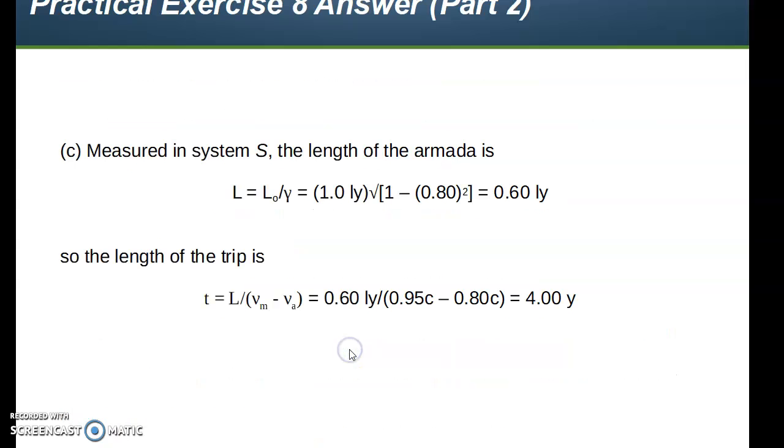And then finally, measuring in the ground system, the length of the armada is 1 light year divided by gamma, right? So the length of the armada in terms of the ground frame is 0.60 light years. So the length of the trip is t equals this length divided by the velocity of the messenger minus the velocity of the armada, right? And that gives you 4 years.